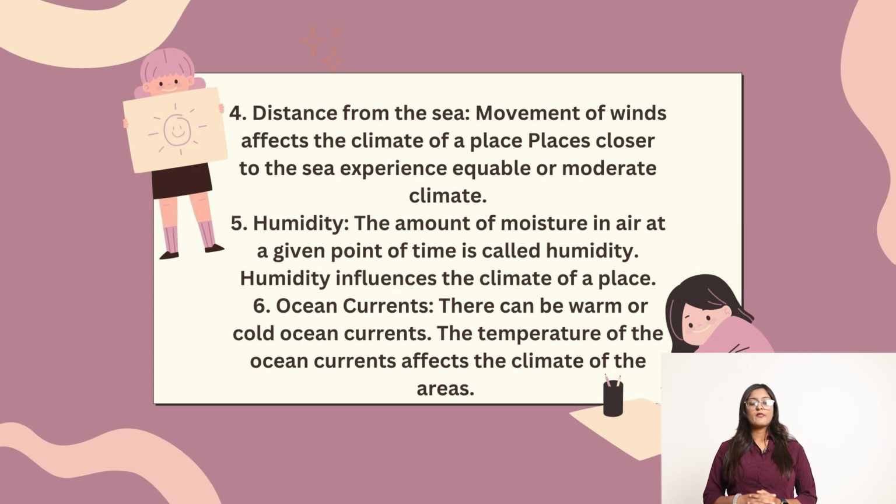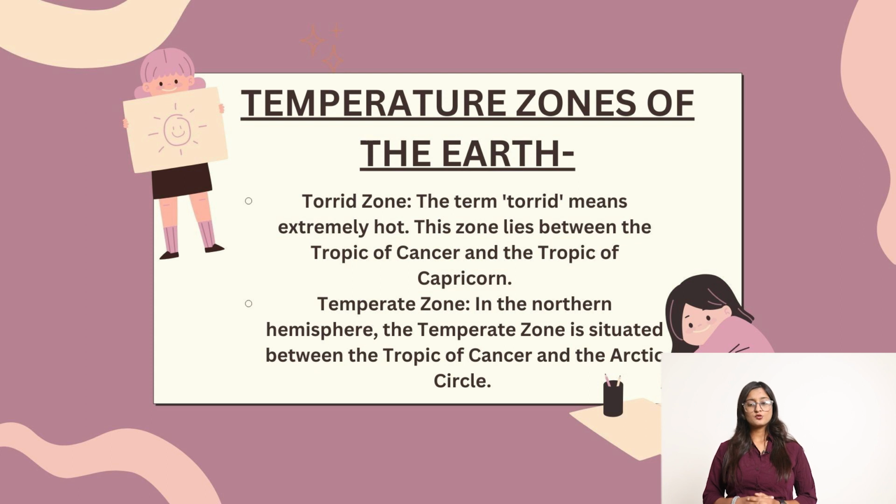Ocean currents. There can be warm or cold ocean currents. The temperature of the ocean currents affects the climate of the areas. Temperature zones of the earth. Torrid zone. The term torrid means extremely hot. This zone lies between the Tropic of Cancer and the Tropic of Capricorn.